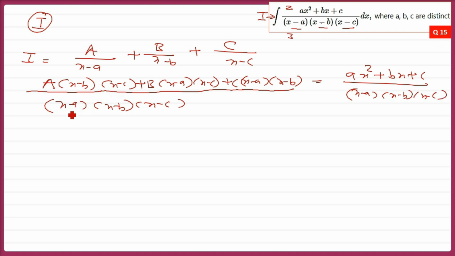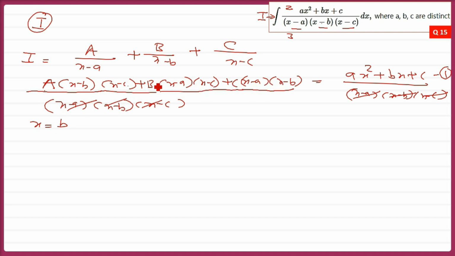Now these 3 get cancelled, so we can just regard whatever is there in the numerator as equation number 1. Now we need to multiply these, or you can do one thing. If you put x equals b, then the first term on the left hand side and the third term will vanish.